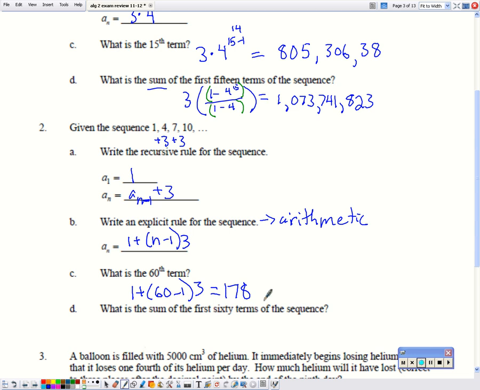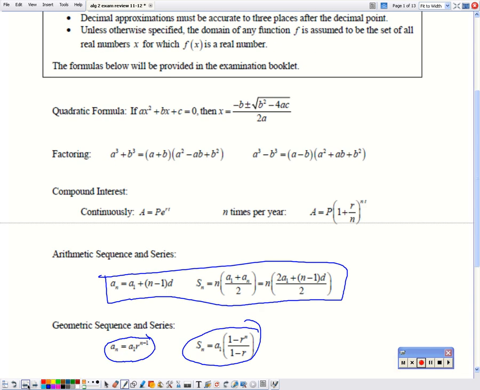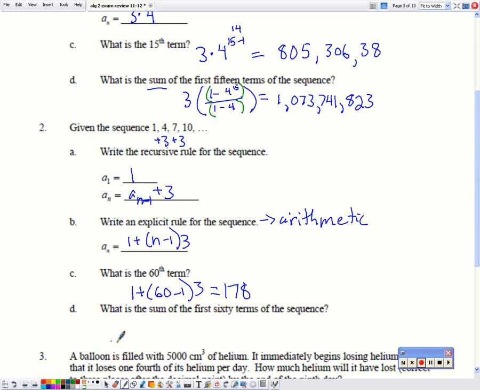What is the sum of the first 60 terms in the sequence? Now, there are 2 different formulas I can use for this. Because I've already found the 60th term, I'm going to use the second one because it's a little easier. If you know the first term and the last term, you can use this easier formula. If you don't know the last term, you can use the other formula. But they both give you the same answer. So, it's going to be 60, which is n, and then the first term plus the last term, divided by 2. I throw this in my calculator, I get 5,370.